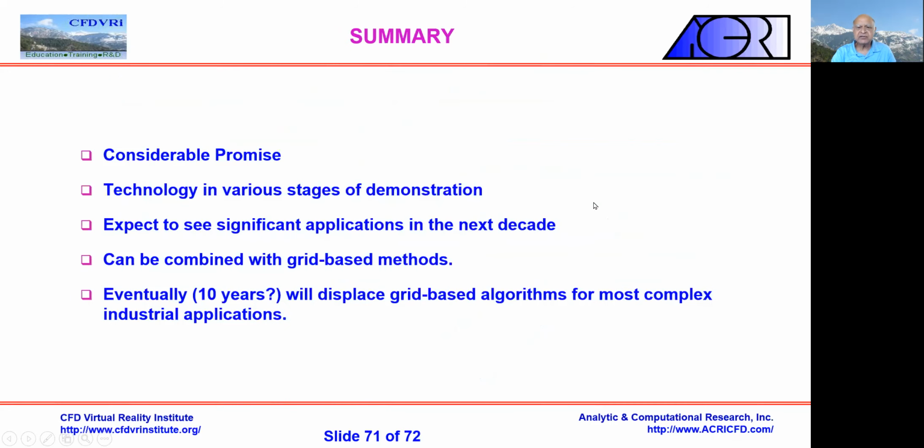Here are some references for you. And here is the summary. There's considerable promise. Technology is at various stages of demonstration. We expect to see significant applications. As I said in my plenary lecture, I think this automatic gridding, meshless gridding combined with machine learning is going to make a big difference. So I think eventually it will displace the grid-based algorithms for complex industrial applications.